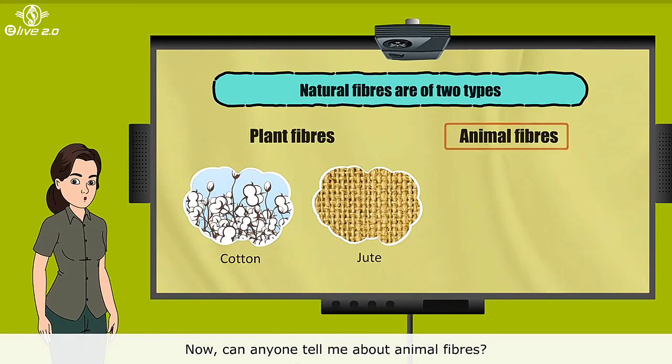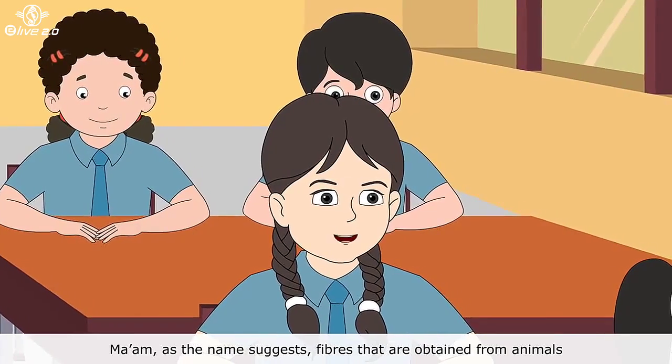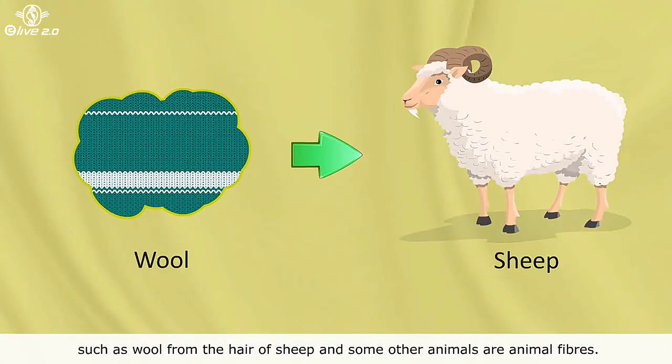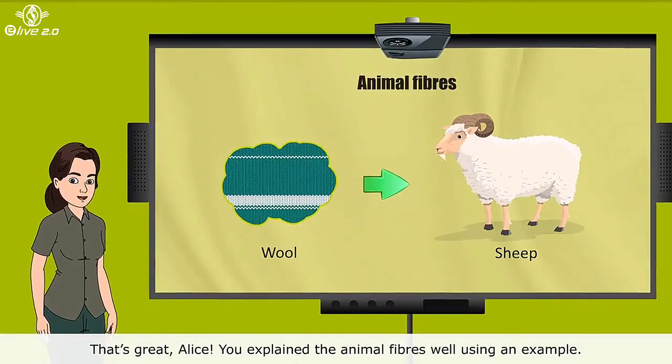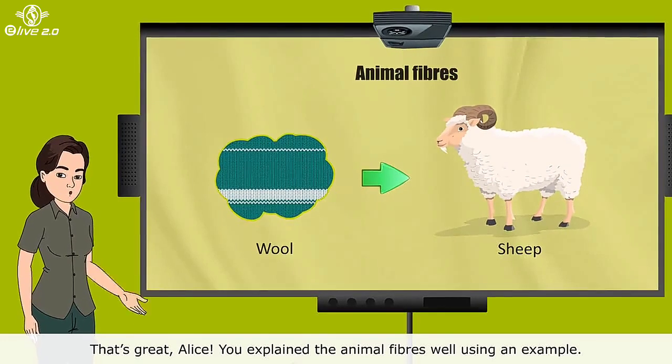Now, can anyone tell me about animal fibers? Ma'am, as the name suggests, fibers that are obtained from animals such as wool from the hair of sheep and some other animals are animal fibers. That's great, Alice. You explained the animal fibers well using an example.